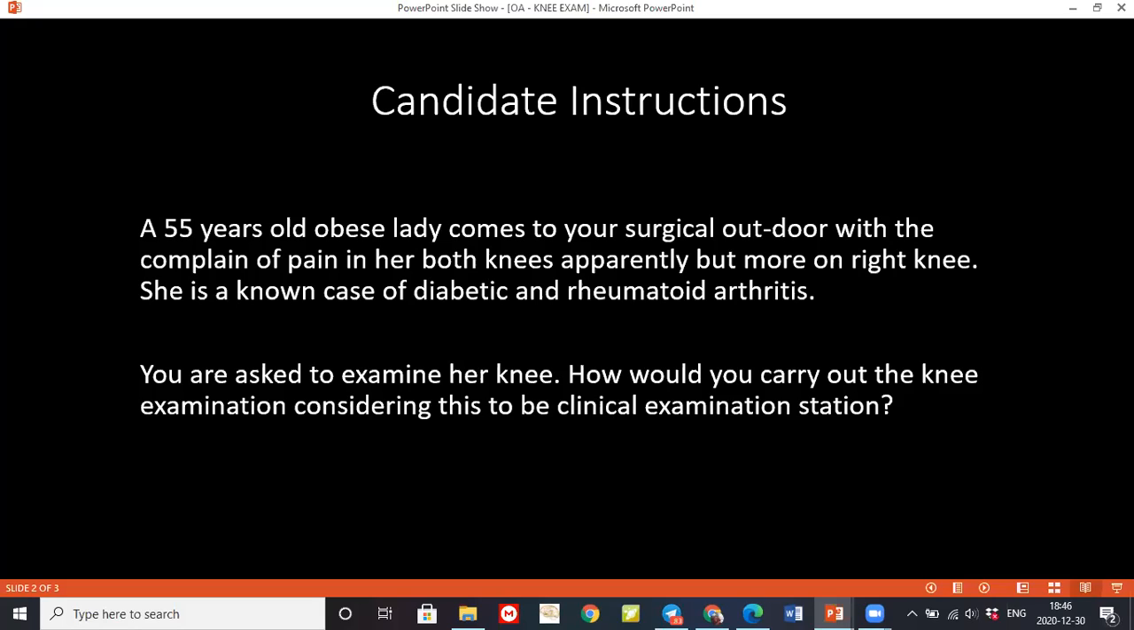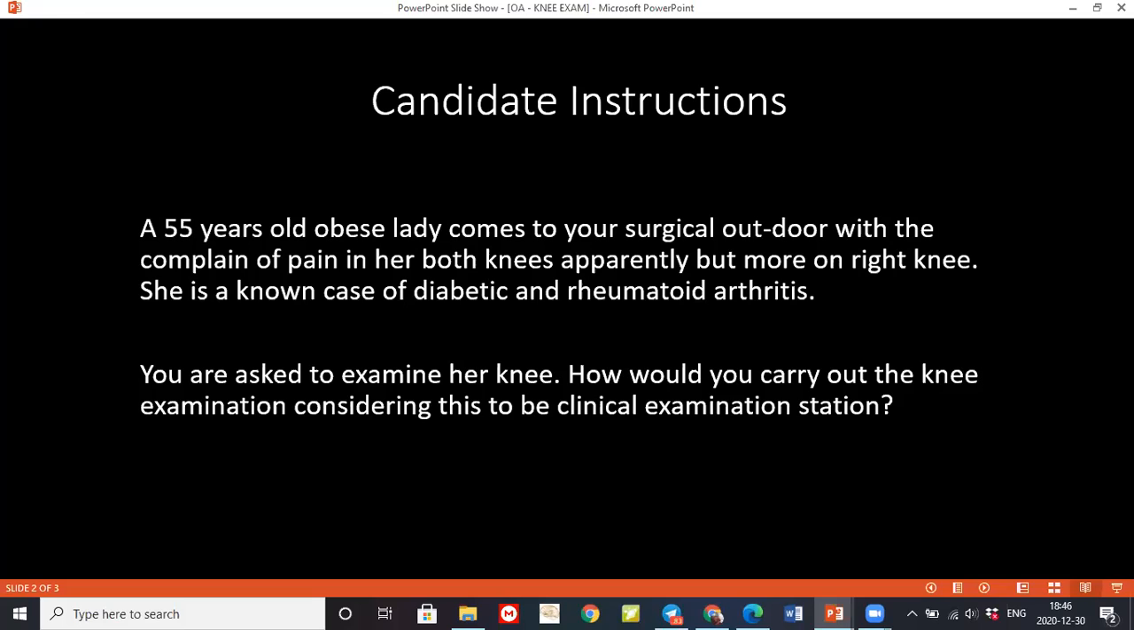So after that, I will do another test, the valgus and varus stress test, whereby, of course, I will flex the knee by 30 degrees. Then I will try to bend the knee, maybe to the outside or inside, to check the medial or lateral collateral ligament stress test. Then I will do that for both knees.